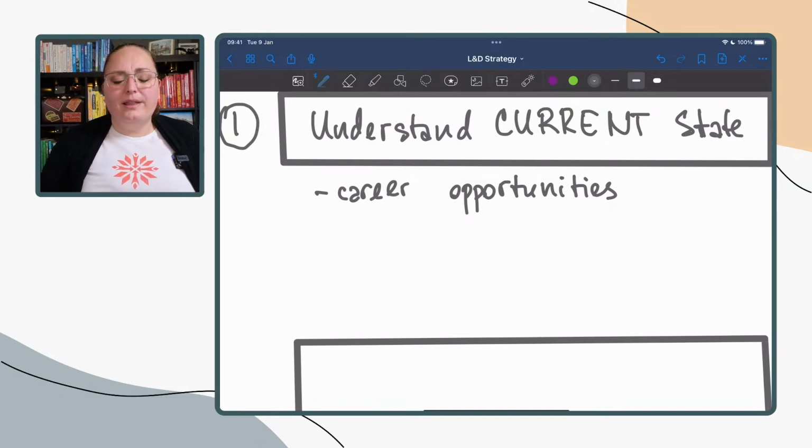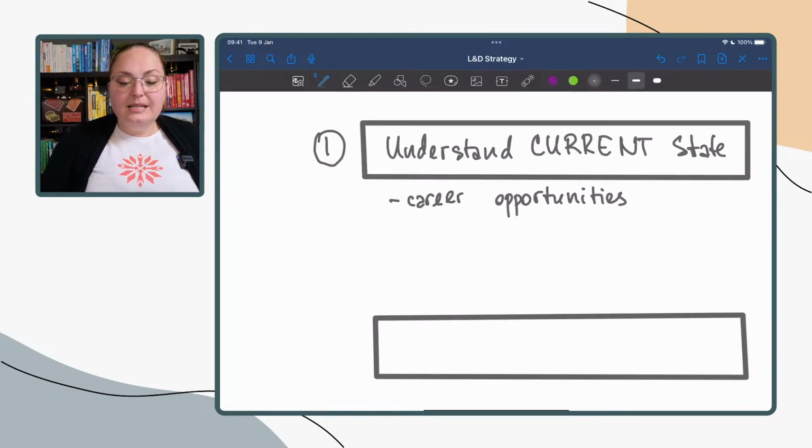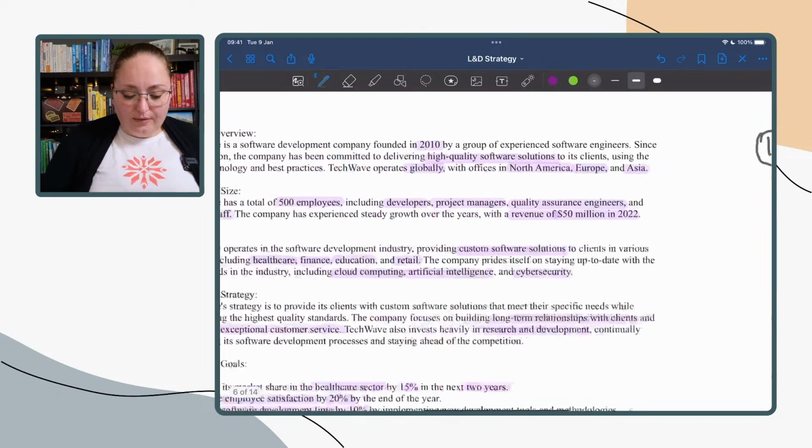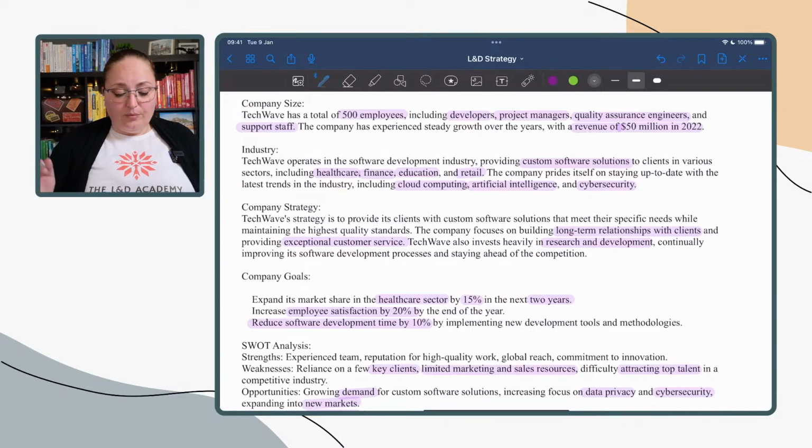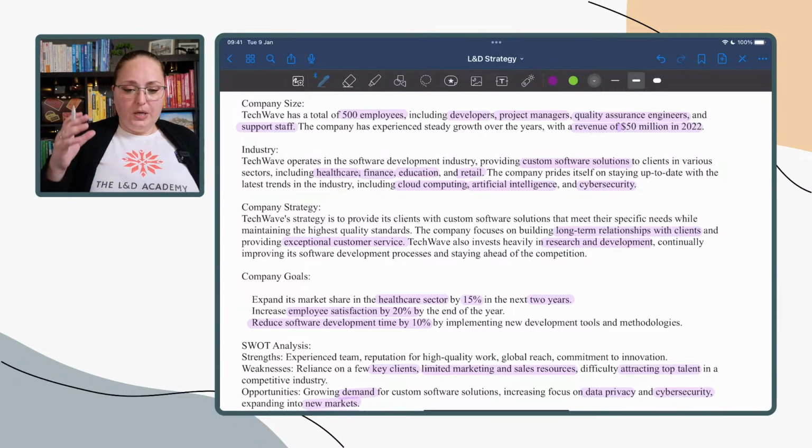What else do we know about the current state? Well, we know that this is a company that, if we go back to the company goals, wants to expand its market share. It wants to increase. By the way, this is wonderful that there is a goal in here that focuses internally, specifically around employee satisfaction. Reduce software.